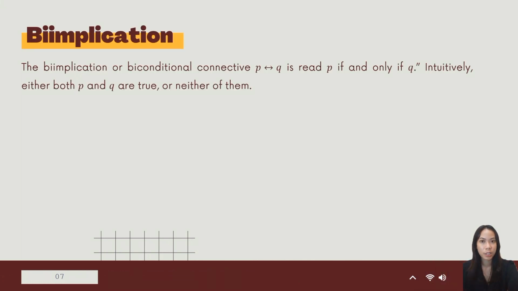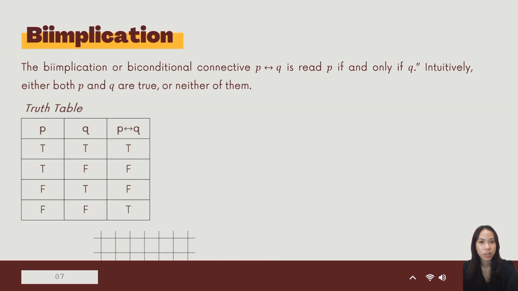Next, the last is biimplication. The biimplication, or biconditional connective, like on the screen, is read P if and only if Q. Intuitively, either both P and Q are true or neither of them is. Now see the truth table. P is true, Q is true, P if and only if Q is true.